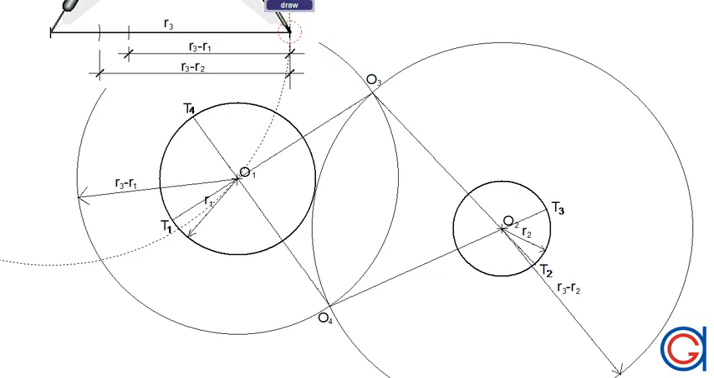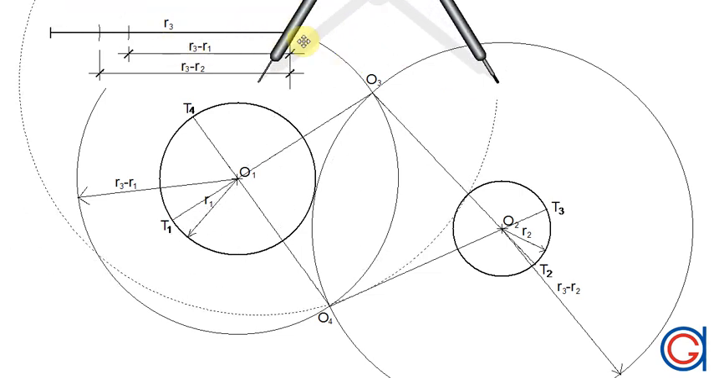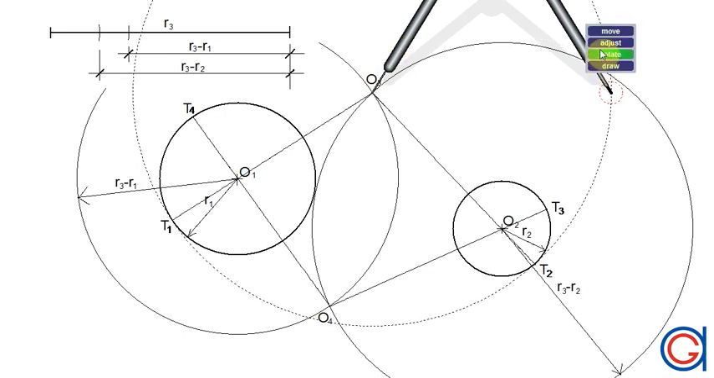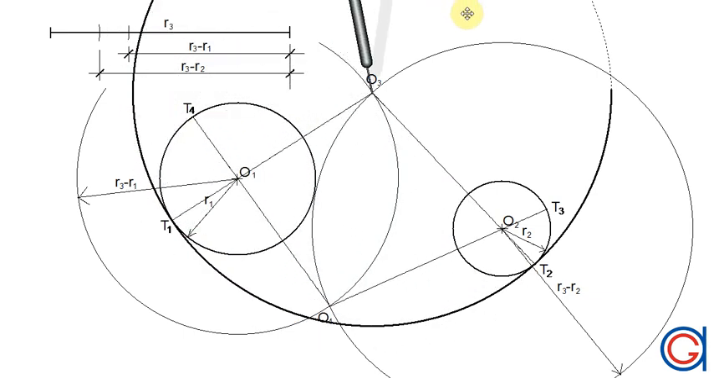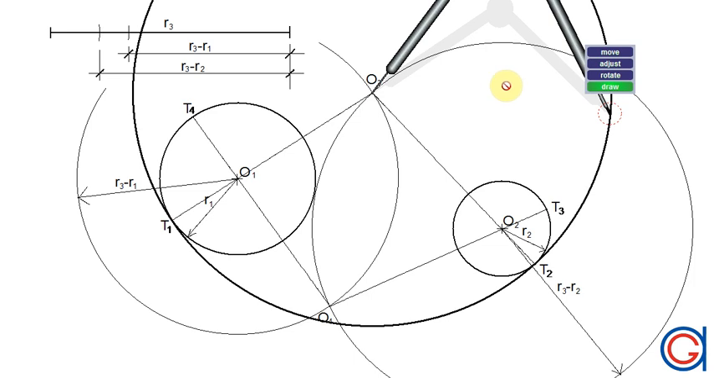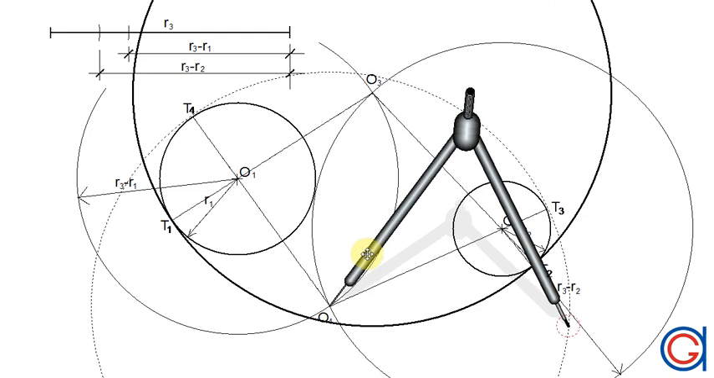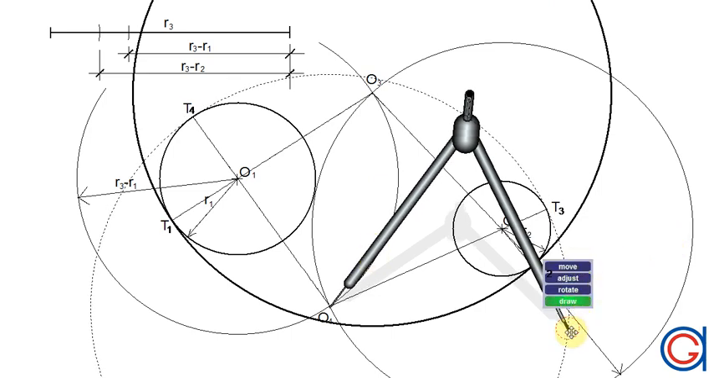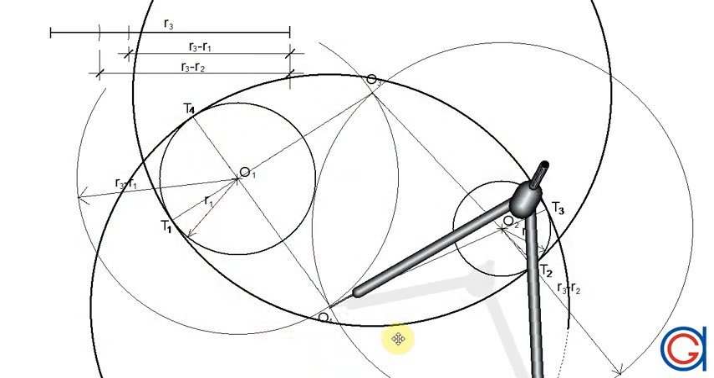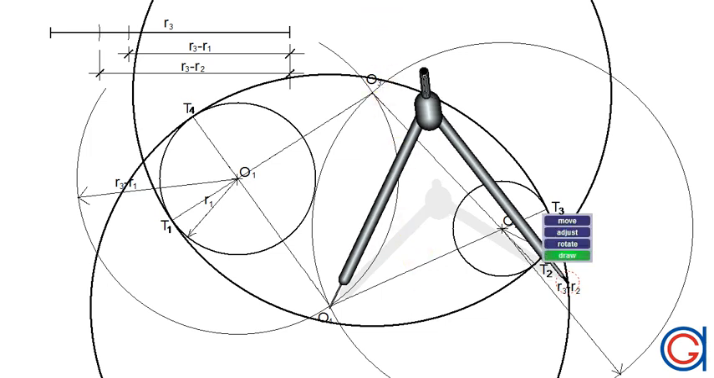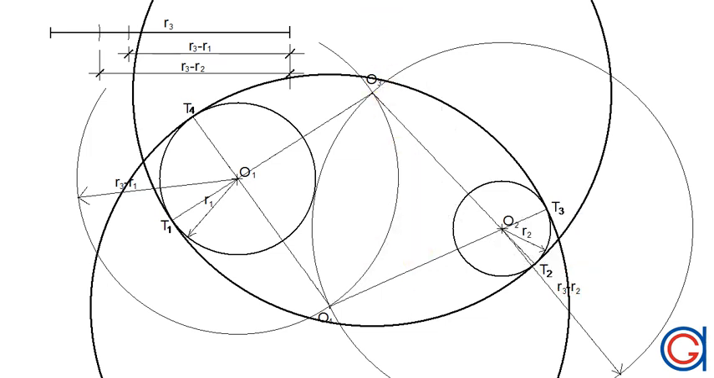So the final step, setting the compass to the given length R3 and centering on the point O3, we draw the first circle with a thicker line as shown here. And finally, with the same radius and the compass centered on point O4, we draw the second circle in a thicker line also. As you can see here, the first circle touches the tangent points T1 and T2, and the second circle touches the tangent points T3 and T4.